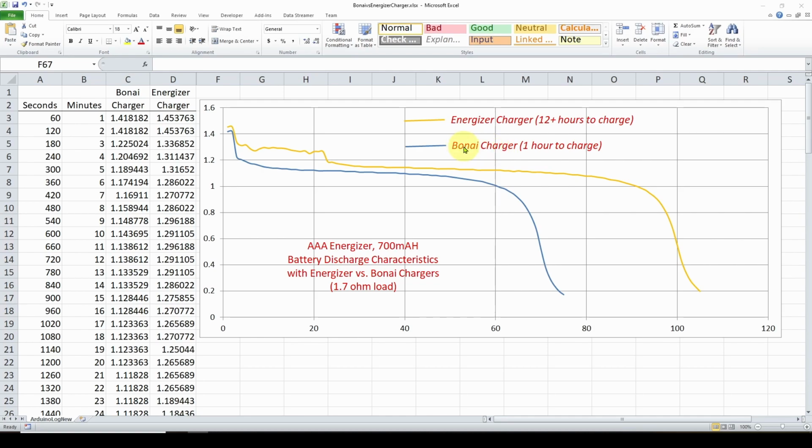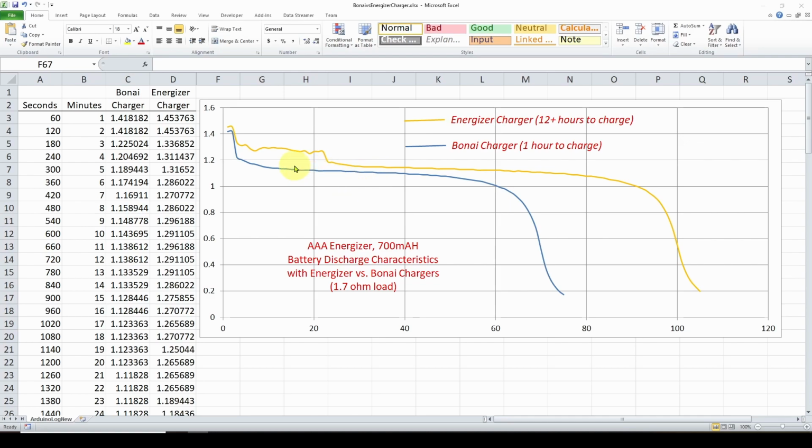And it's a really nice charger because it charges just about any type of battery. AAA, AA, C cells, D cells, 9 volts. It's really wonderful. And it does it very quickly. It's a 1 hour charge for most of my batteries compared to the Energizer charger, which takes about 12 hours to charge my AAA. The question is, is either of these better?